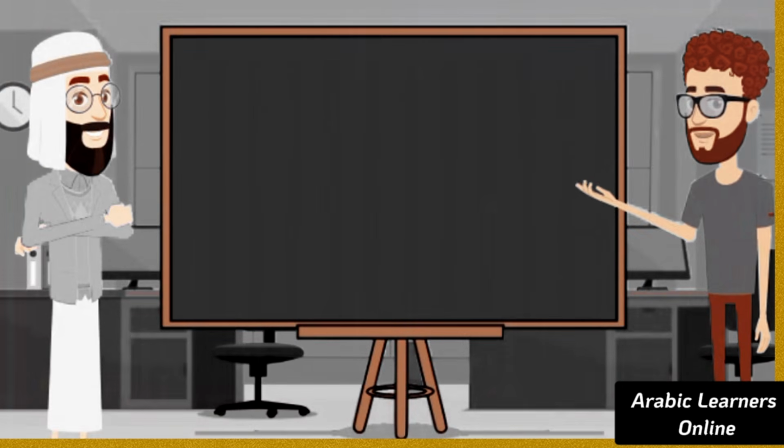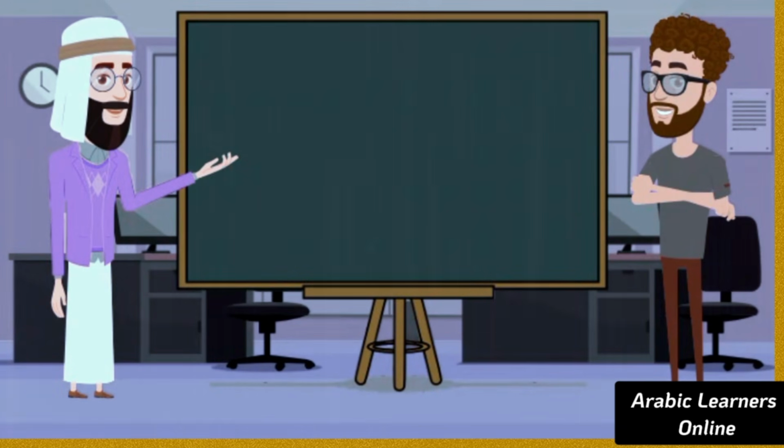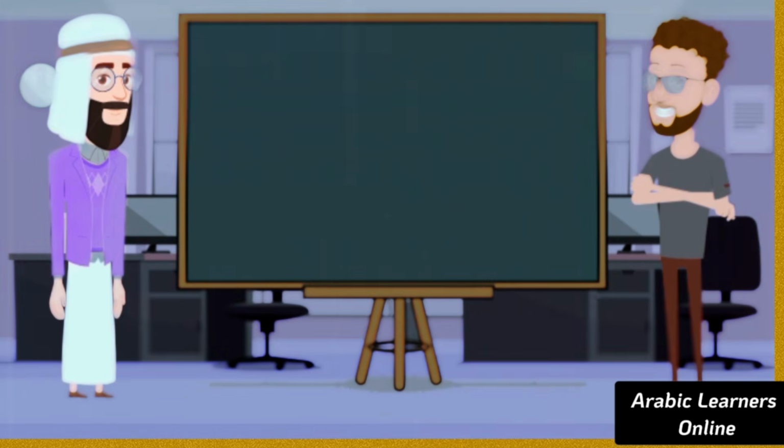Wonderful tips. So, to summarize what we covered today, we learned 5 essential verbs for modern digital life. بث for streaming, تصفح for browsing, تعلق for tagging, نشر for sharing, and أبلغ for reporting. Exactly. And remember, these aren't just vocabulary words. They're tools that will help you communicate naturally in the digital Arabic world.